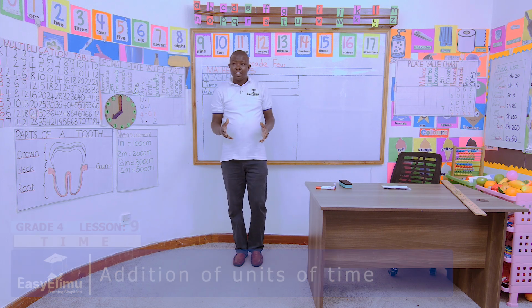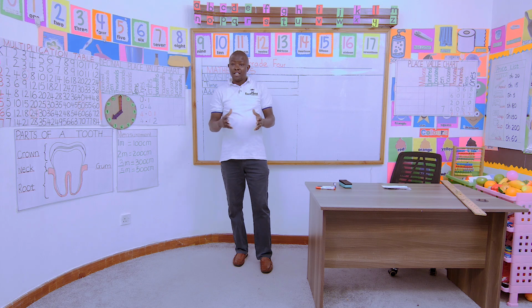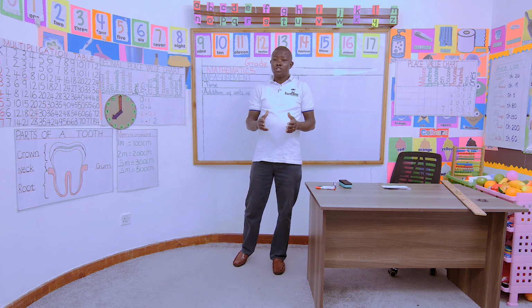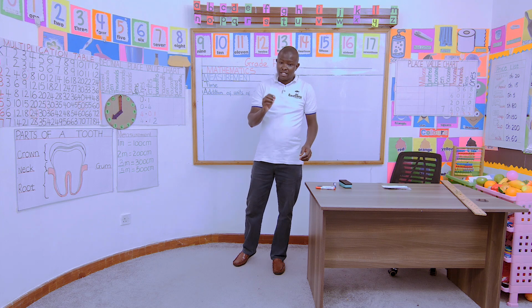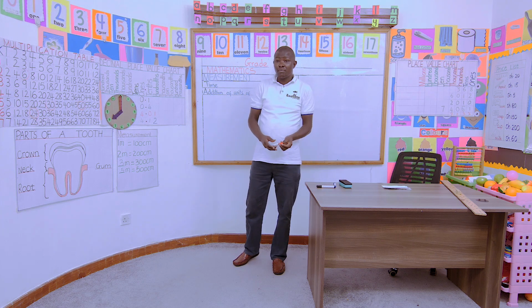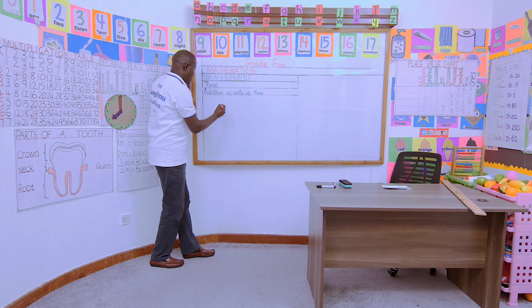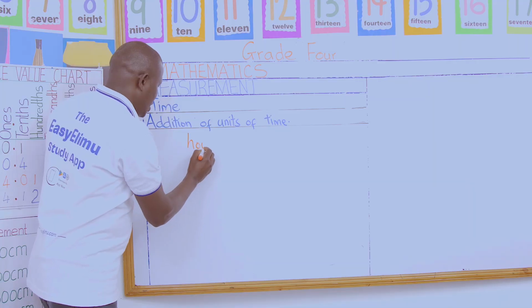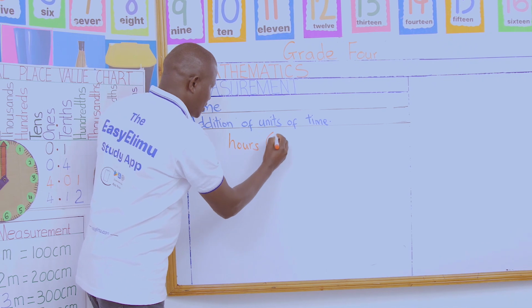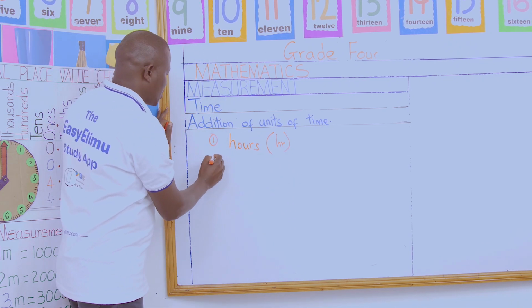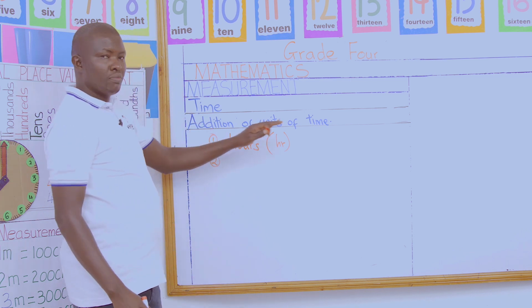Just for a start, in our pairs, I would like to ask the units of time that we have just learned. John, the unit of time we have learned about is hours. That is a unit. Hours, I can write in a short form. Hours, that is 1 unit we have learned of time.